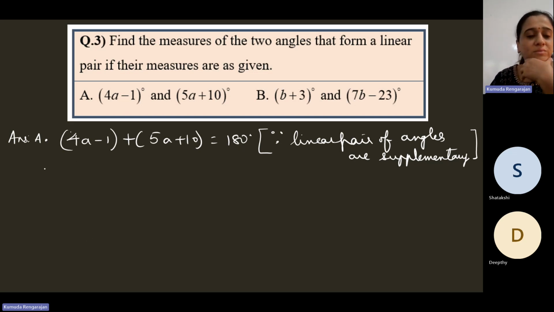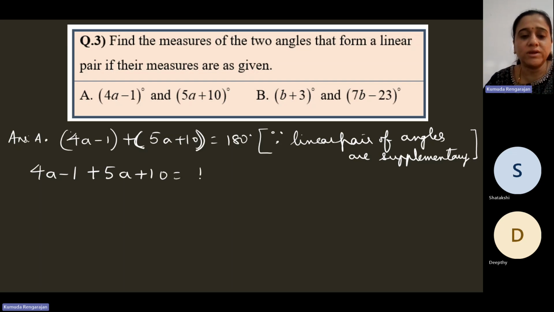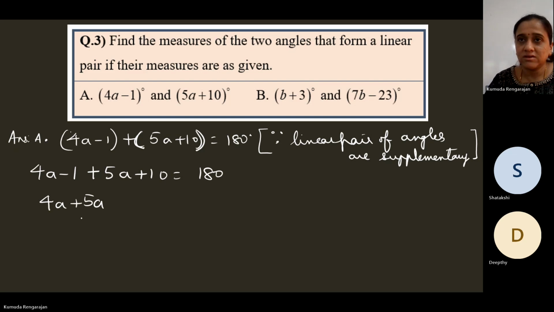Understand? Then open the bracket. 4a minus 1. Before this bracket there's a plus sign, and a plus sign does not affect the sign of any term inside the bracket. So as it is, plus 5a plus 10 is equal to 180. Now we'll rearrange the terms on the left-hand side. 4a plus 5a, they're like terms. We are just rearranging, we're not transposing.